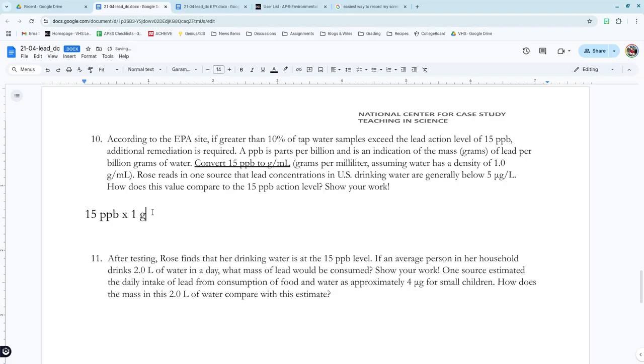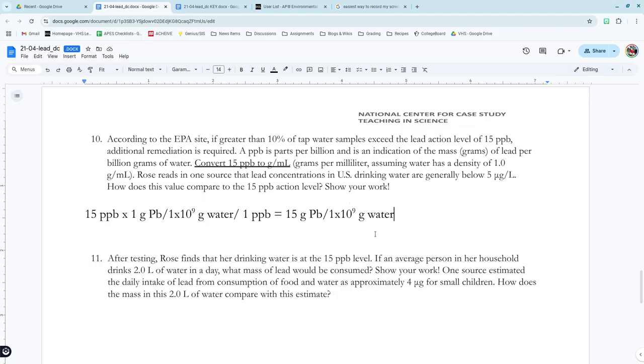So I'm going to write 1 gram of lead per 1 billion grams of water over 1 part per billion. And that's going to give us our 15 grams of lead per 1 billion grams of water. But we're asked to convert to grams per milliliter, not grams per grams.